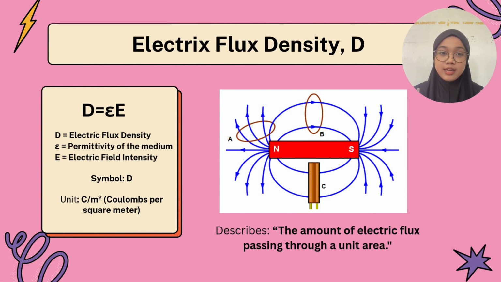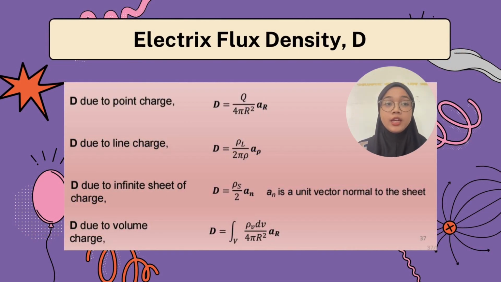Electric flux density, represented by D, tells us how much electric field passes through a surface. It's measured in coulombs per square meter and is crucial for understanding field strength and material behavior. Okay, next we have D due to a point charge. First, we have electric flux density due to a point charge, which means that the flux density spreads out from a point charge equally in all directions.